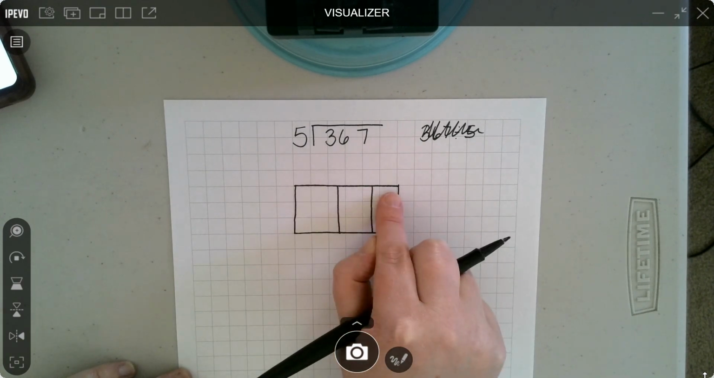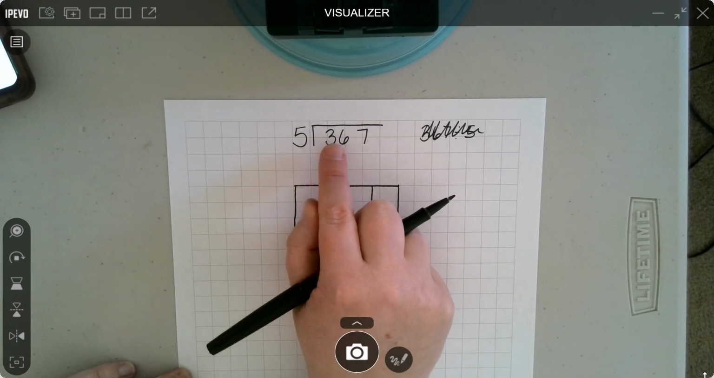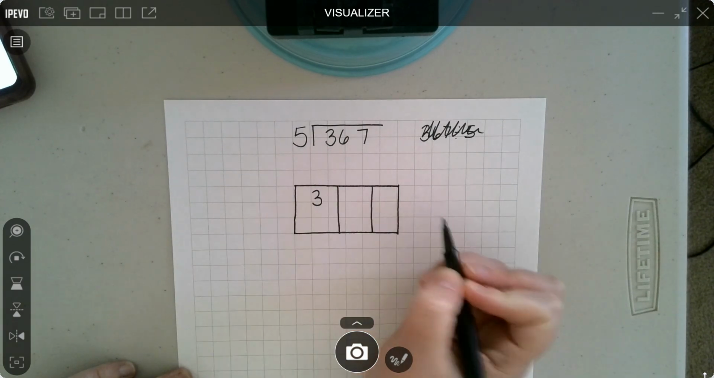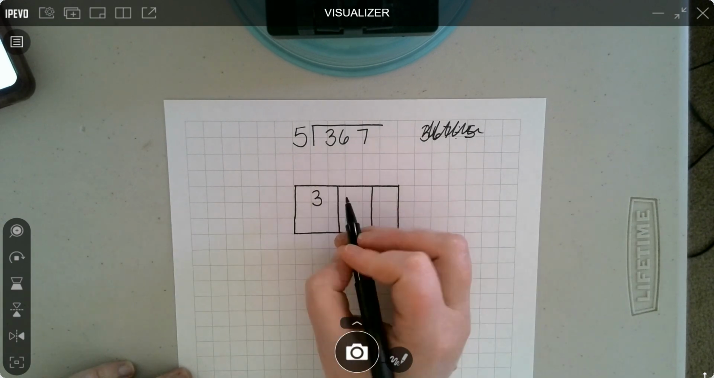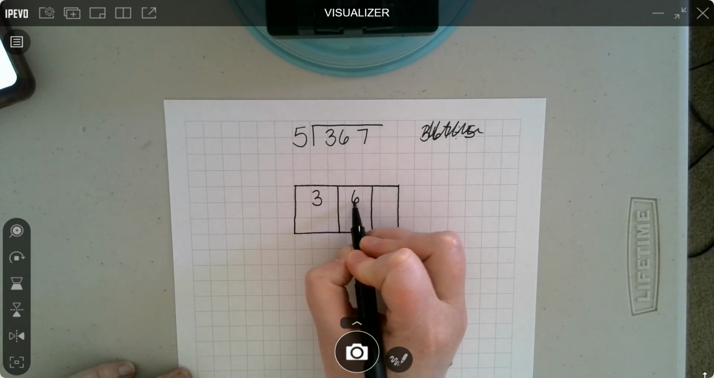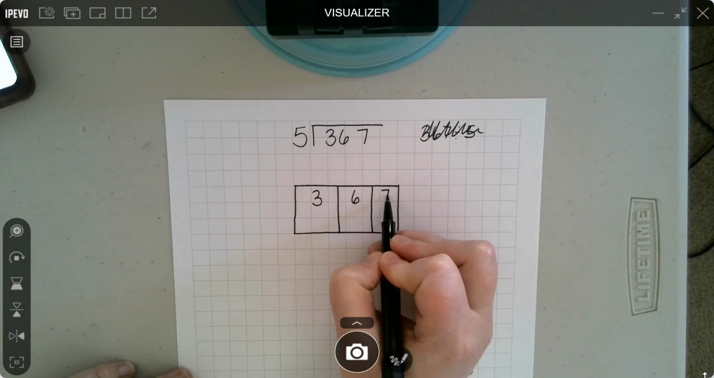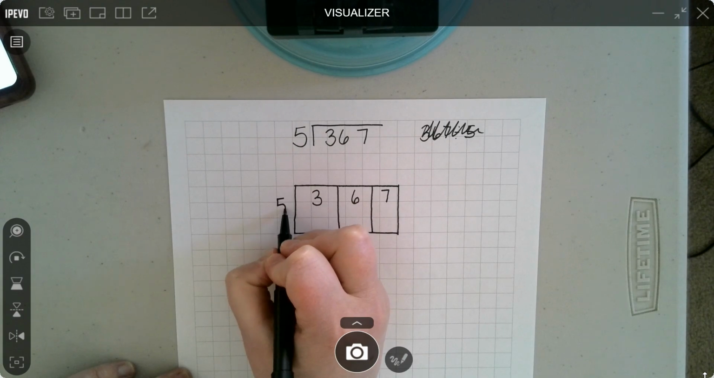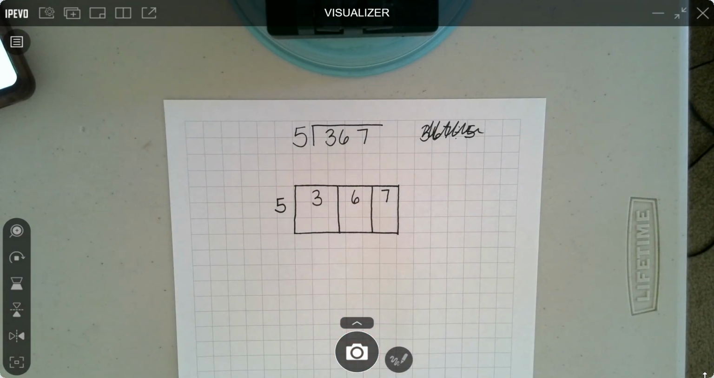Inside each one of these boxes, we're going to write one of these numbers, either the 3, the 6, and the 7. So 3, since the first digit, will go inside the first box. The 6 will go inside of the second box, and the 7 will go inside the third box. What we're dividing by, 5, will go on the outside. Now, if you know your multiples of 5, then you don't have to write them. But if you need them, write them, okay?